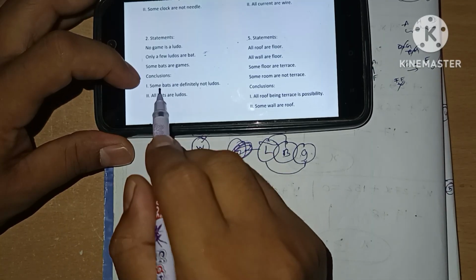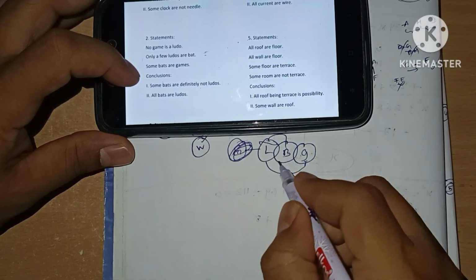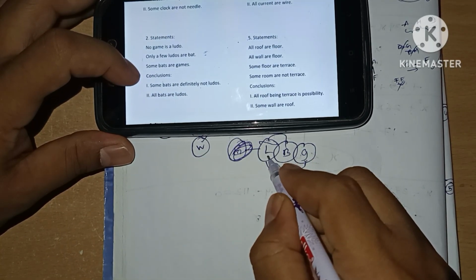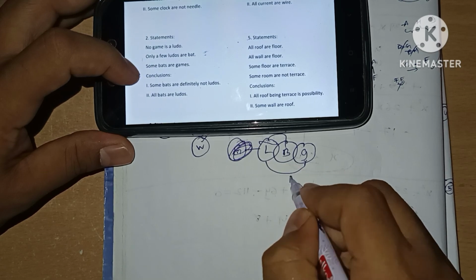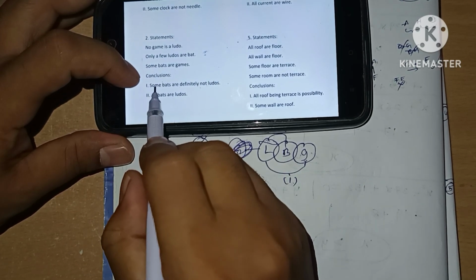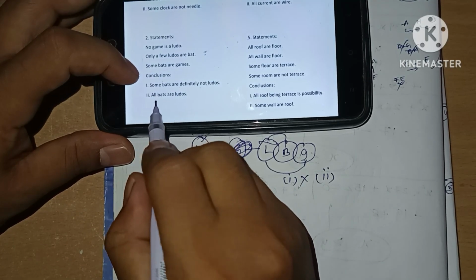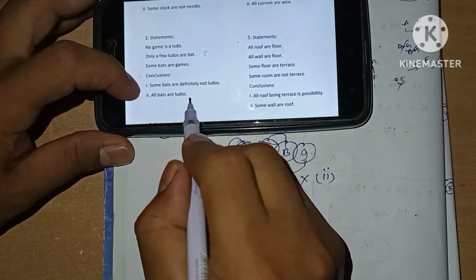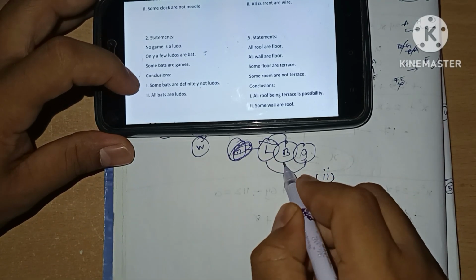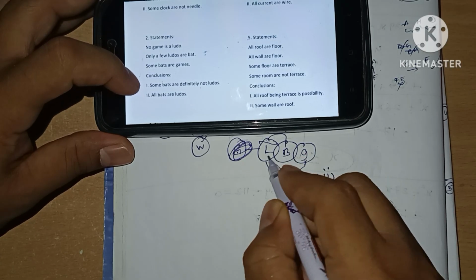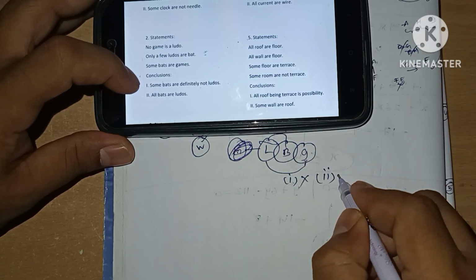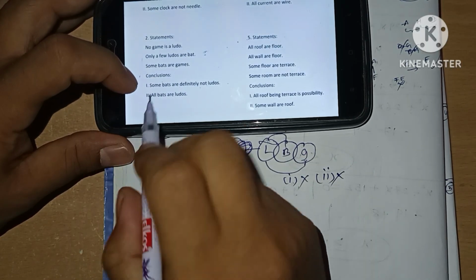We see not. So we check all bat can be Ludos. All bat can be placed inside Ludo. Yes, it is possible. All case possible means some not case fails. First one false. Second conclusion, all bat are Ludos. We check the direct meaning of this one in our basic Venn diagram. All bats inside Ludo? No. So second conclusion is false.